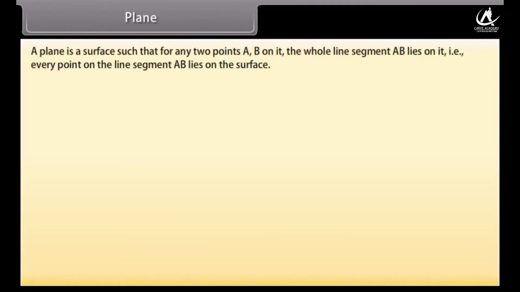Plane. A plane is a surface such that for any two points A and B on it, the whole line segment AB lies on it. That is, every point on the line segment AB lies on the surface.